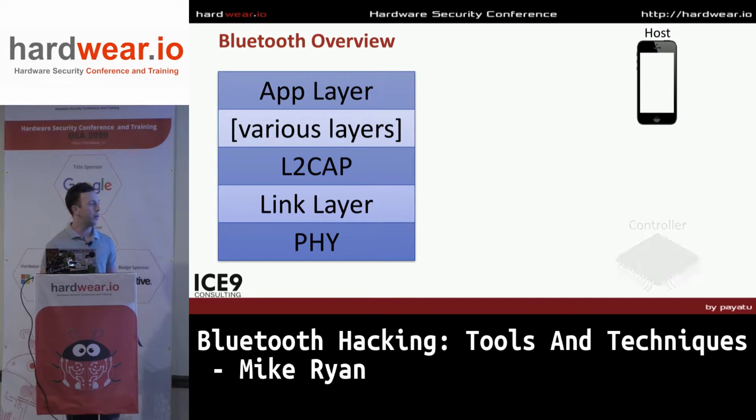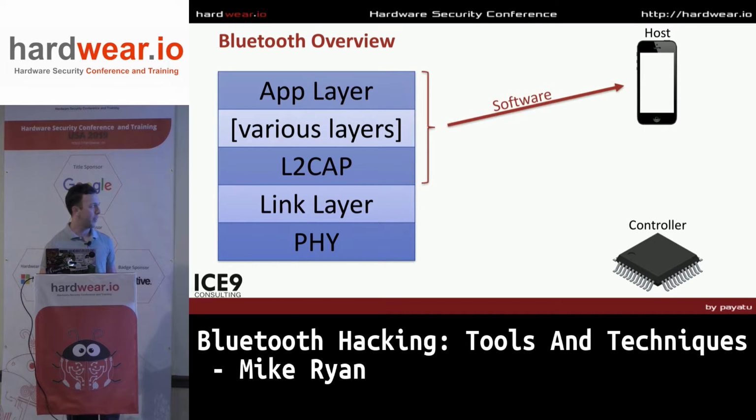And every Bluetooth host has some kind of a controller. This is a chip that is on the device that speaks Bluetooth. So in the case of your smartphone, there's a dedicated Bluetooth chip on the device. And then the upper layers of the stack, from the app layer down to L2CAP, are implemented in software in the Bluetooth stack on the device. The lower two layers, the link layer, are implemented in hardware on the controller.